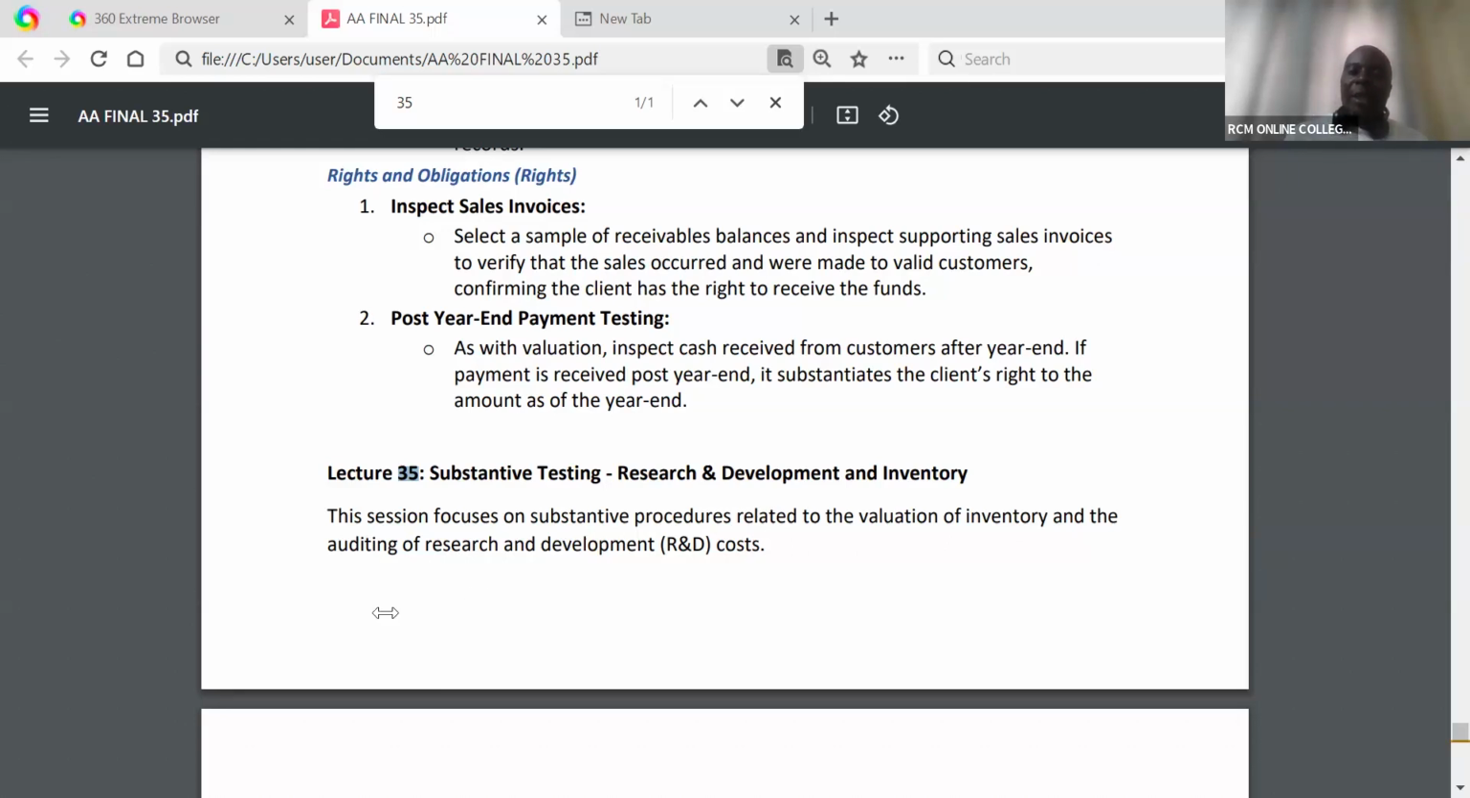Obligations. And then lastly, we have what we call presentations and disclosures of the financial statements, because in the notes, I would expect to see the notes to the financial statements. I would expect to see the policies. What policies do you have under inventory? I would expect to audit this.